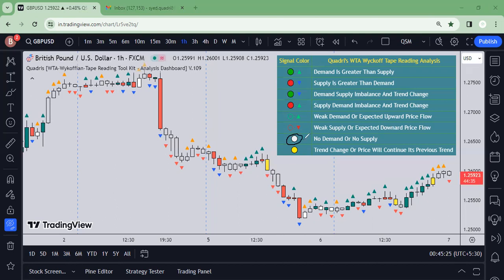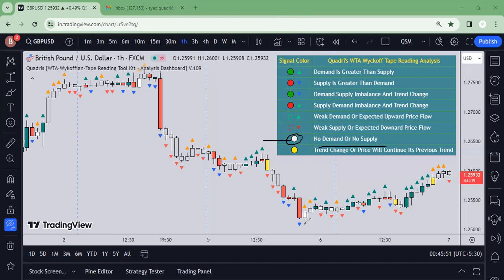Last one, second last, no demand, no supply. This is only referring to the candle. The circle color only refers to the candle or bar. Wherever there is a triangle signal, if it holds any importance, then I had mentioned it over here.